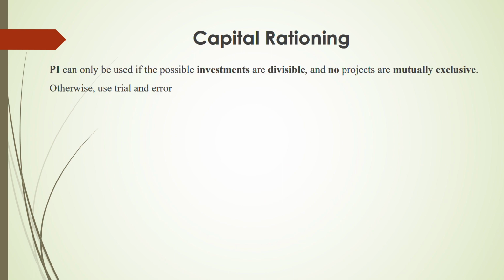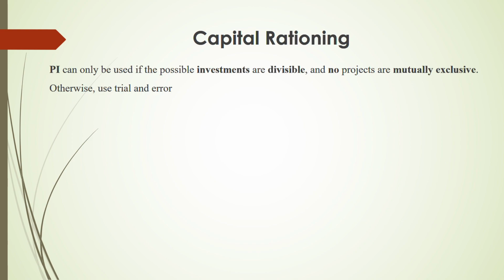Next, capital rationing. PI means profitability index. Remember there's a limitation to this also. You just cannot use profitability index for any investments. You can use it only for those investments which are divisible, and also for those projects which are not mutually exclusive. Otherwise, you have to use trial and error. For example, if you're finding the profitability index as 2.5, 3.5, you cannot use profitability index for the rank. It has to be a whole number, 2, 3, 4, like that. Otherwise, you have to use trial and error.